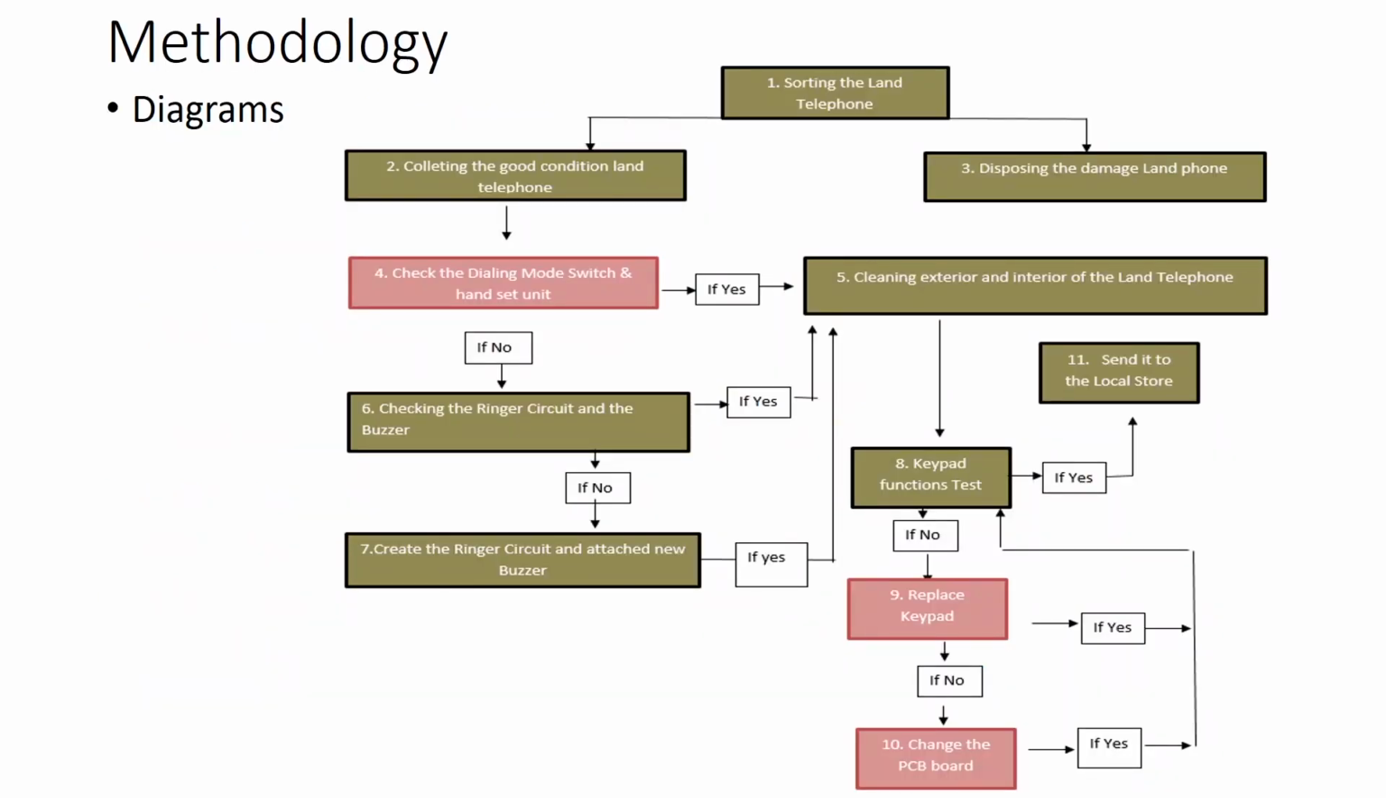When it comes to the methodology, this is the new process, and these red color boxes show the new methods included in the telephone repairing process. First is sorting the land phones and collecting the good condition land phones. If it is a damaged land phone, then we dispose of it.